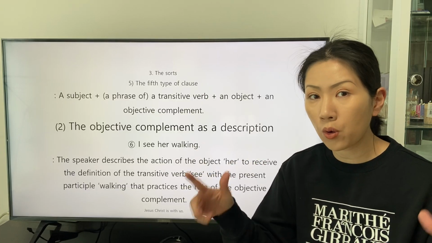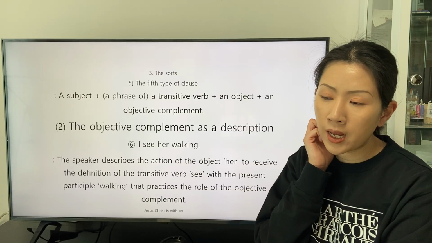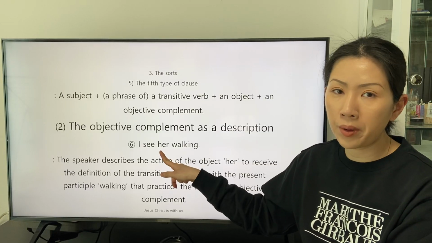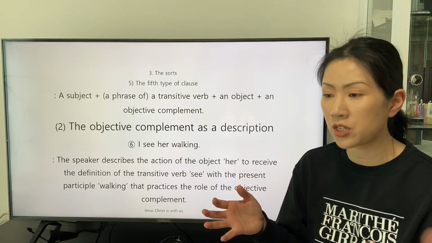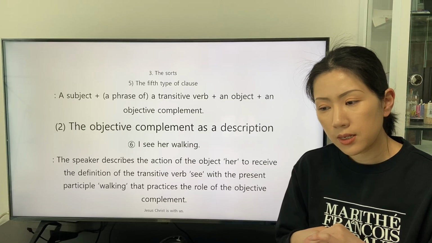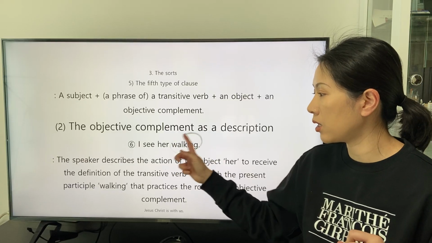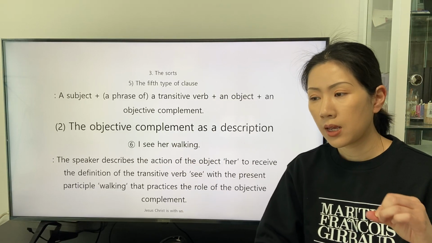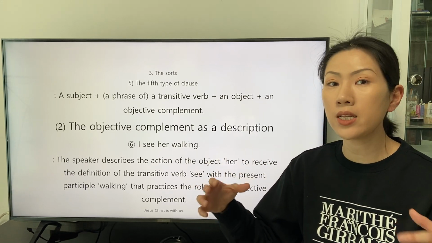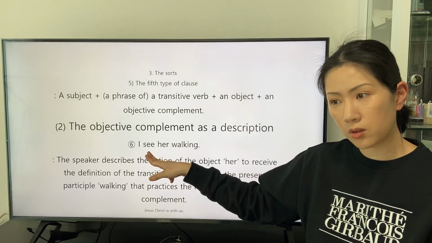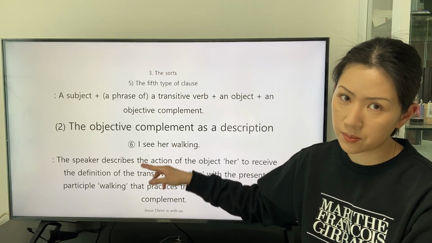During a period, according to the form of the present participle walking, we can understand that the object, a woman who is not a participant of the conversation between the speaker and the listeners, is doing an action described by the present participle walking during a period which is included in the point in time that is the present.